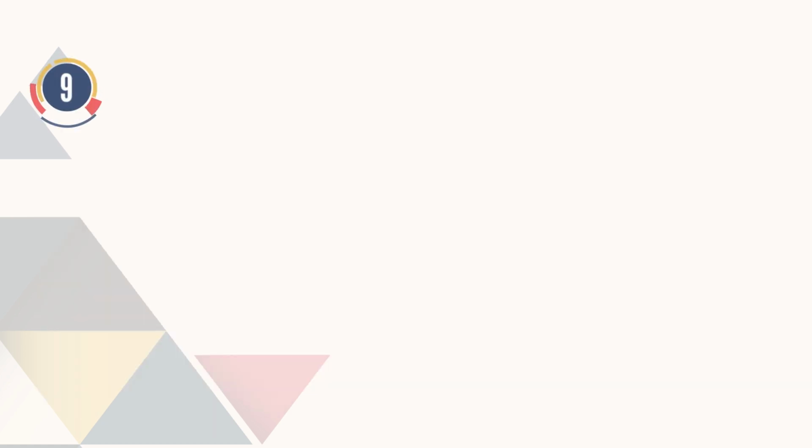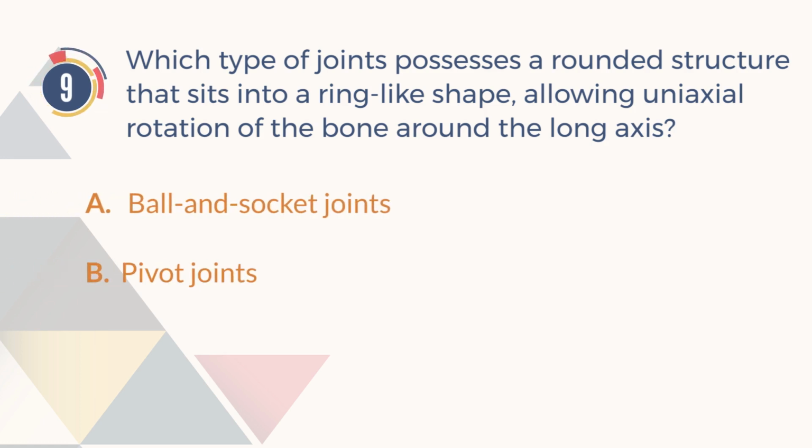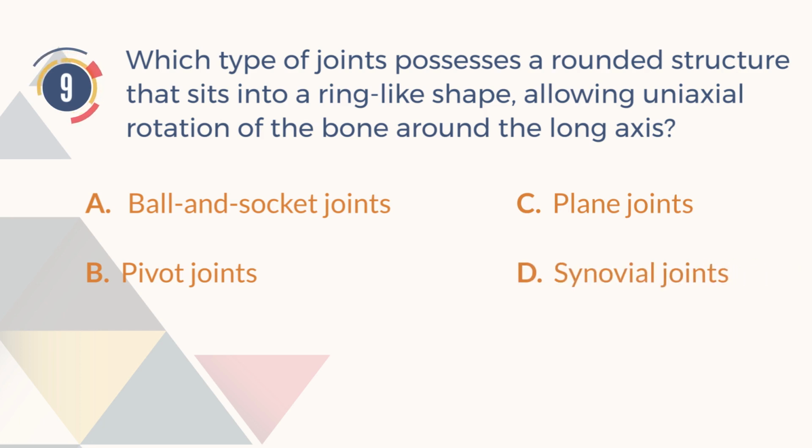Number 9. Which type of joints possesses a rounded structure that sits into a ring-like shape, allowing uniaxial rotation of the bone around the long axis? A. Ball and socket joints. B. Pivot joints. C. Plane joints. D. Synovial joints. The answer is B. Pivot joints.